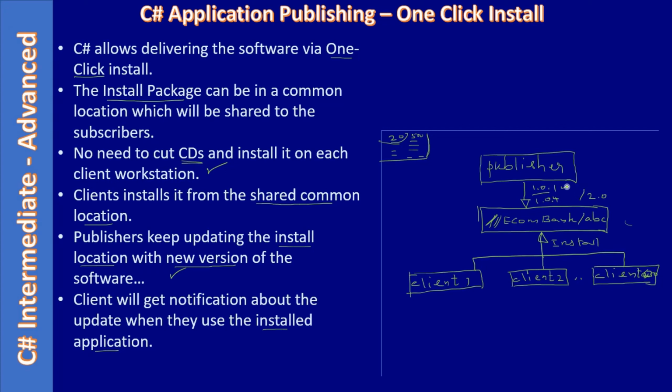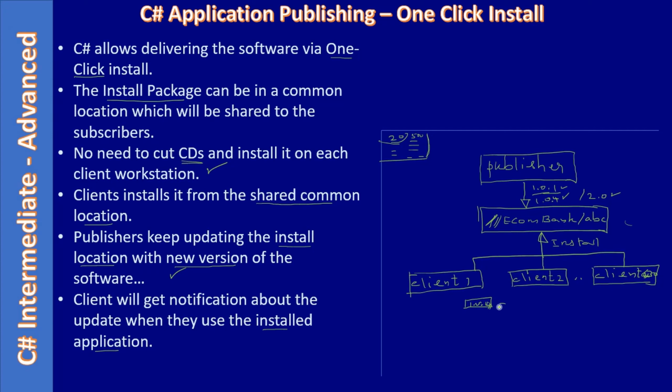So in this case, the publisher initially published the application 1.0.1 and the client installed that 1.0.1. Later the publisher is updating the exe with the new features on this same location. When the client workstation launches the installed exe, they will get a notification stating that a new version is available. That means 1.0.4. Do you want to update it? So once they say yes, the new version will get pushed to the client workstation.